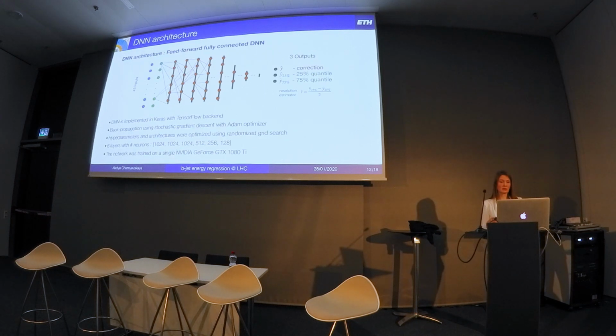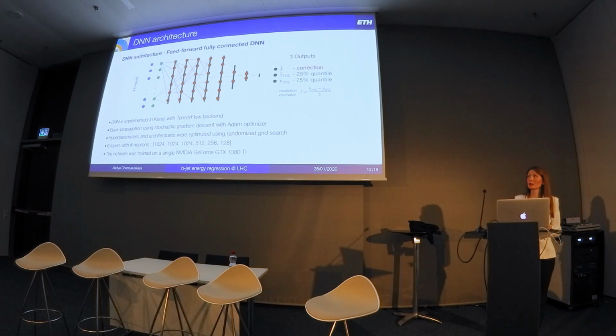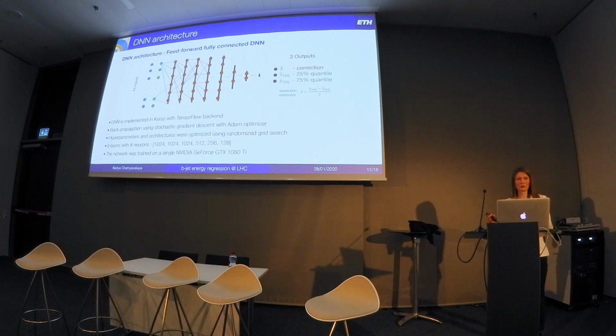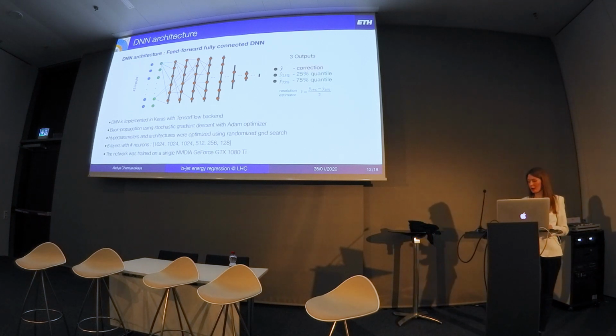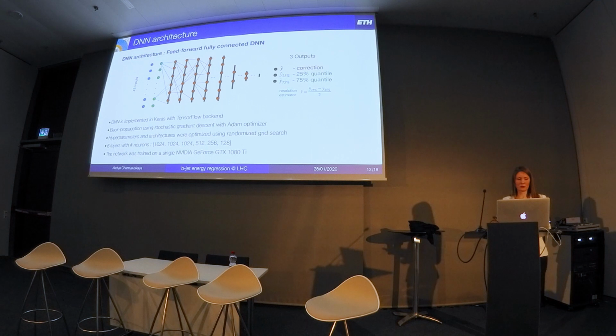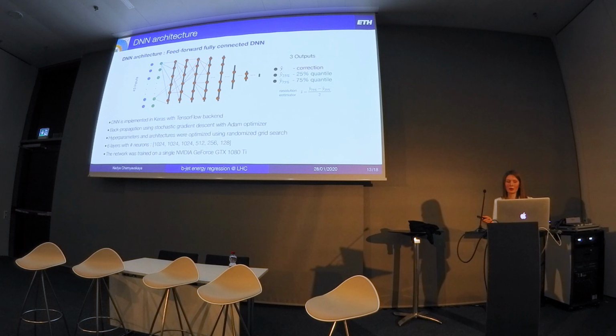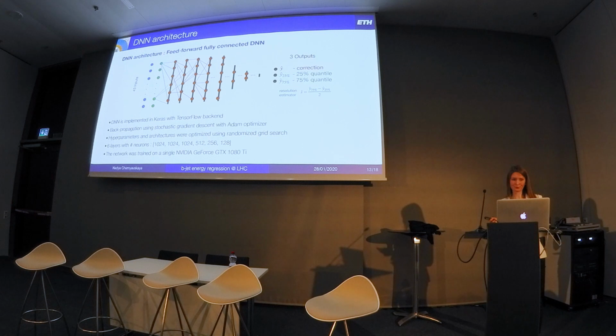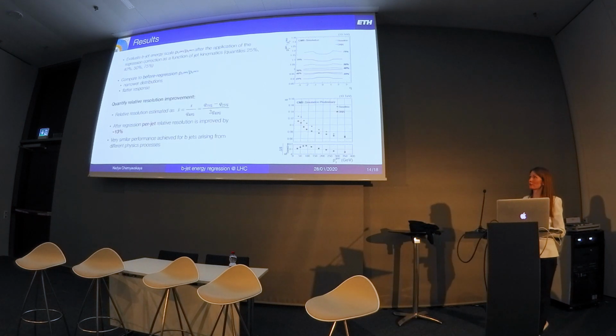We implement this in a feed-forward fully connected neural network that takes 40 input features, the ones that I described just before. We construct all of the observables from all the tracks and energy deposits and feed this to the neural network, and then the outputs are the correction and the two quantiles from which we construct the resolution estimator. Backpropagation uses stochastic gradient descent with the Adam optimizer, and we train this network on a single GPU. And now let's talk about the results.